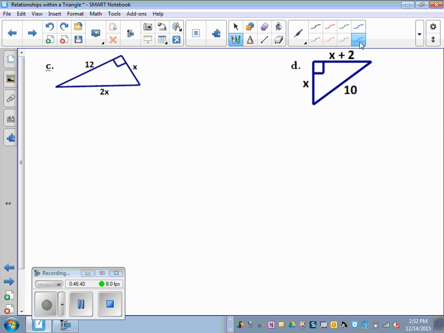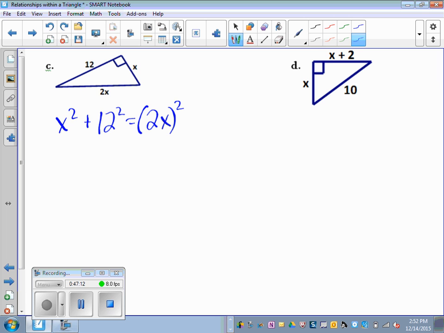For letter C, what is my equation going to be? x squared plus 12 squared equals, and this part is important, the quantity 2x squared. A lot of people forget to square that 2 with it. It's the whole side that is squared.